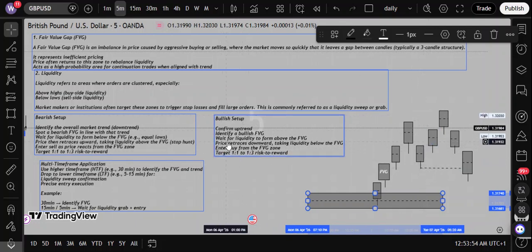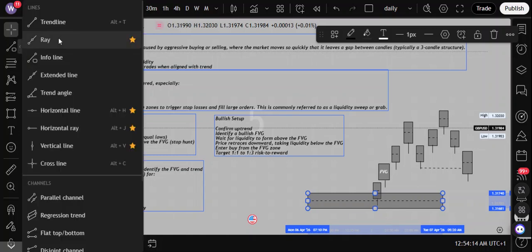We say wait for liquidity to form above the FVG. Now this is the fair value gap right here, and you can see the liquidity formed above this FVG, which is this liquidity. Price pushed up to the upside, giving us a break of structure. You could see this as a BOS.